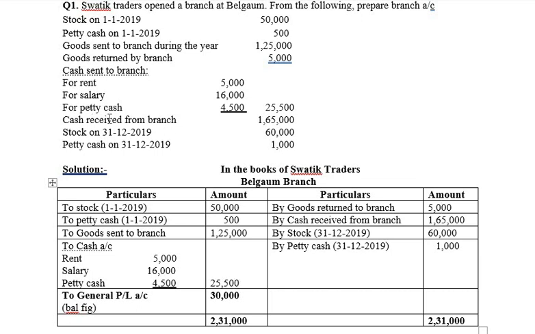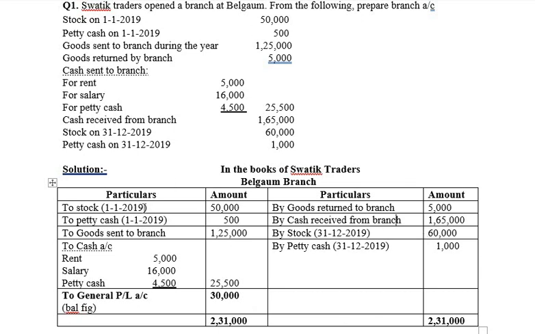Next, cash received from branch. Cash received goes to the credit side. By cash received from branch, which is 1,65,000. Next, stock on 31/12/2019. Opening stock is over here, so closing stock has to go to the credit side. By closing stock 31/12/2019, 60,000. Petty cash 31/12/2019, 1,000. When you total it out, I hope you have understood the question well.